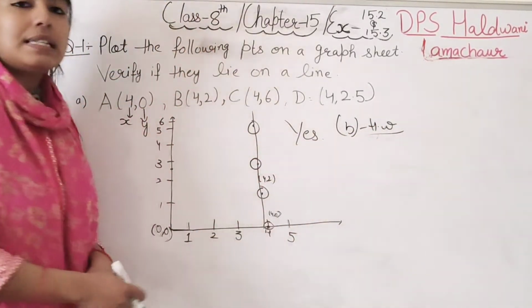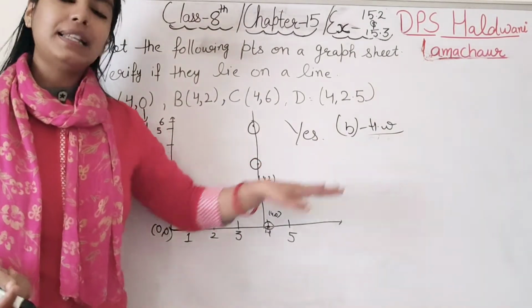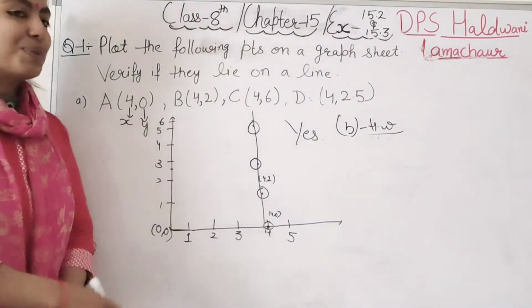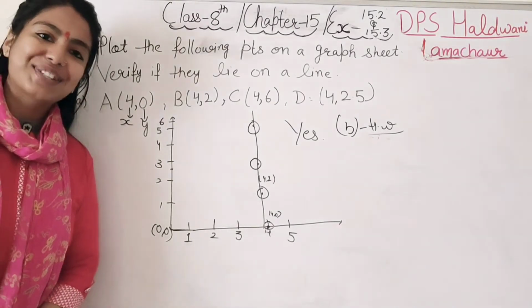One more part is there. You can solve only part B, because all the questions are of the same kind. So this was about question number 1. Coming to our next question.